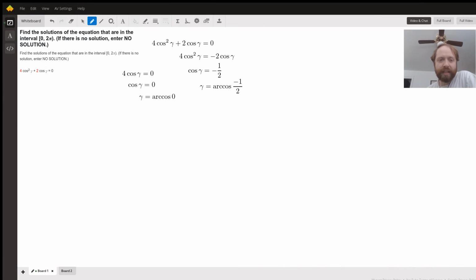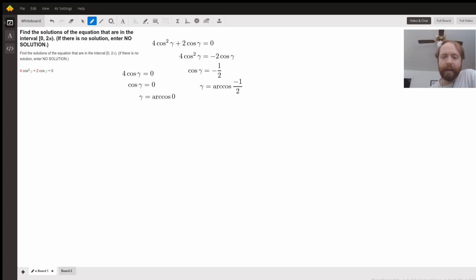All right, this problem is asking us to find solutions of the equation 4 cosine squared gamma plus 2 cosine gamma equals 0 in the interval from gamma equals 0, potentially including 0, to 2 pi, and we're not going to include 2 pi. So if we first just start out with some simple algebraic manipulation of this, we're going to end up with 4 cosine squared gamma equals negative 2 cosine gamma by subtracting 2 cosine gamma from each side.